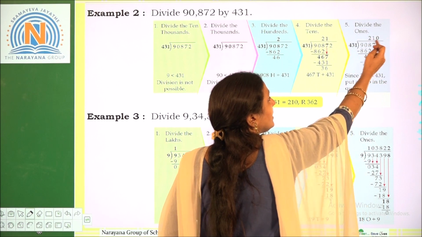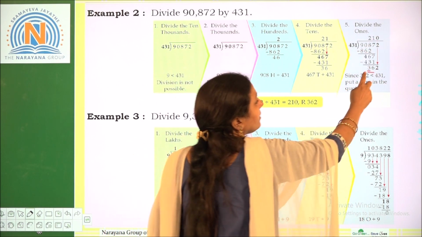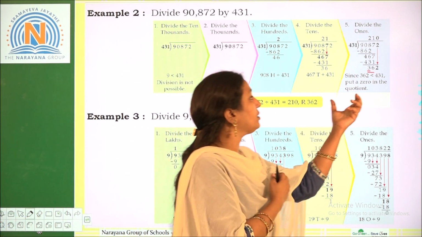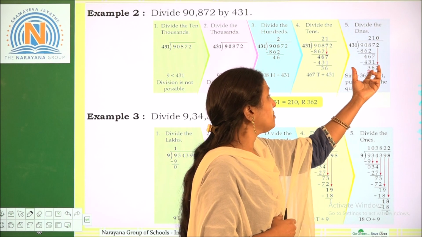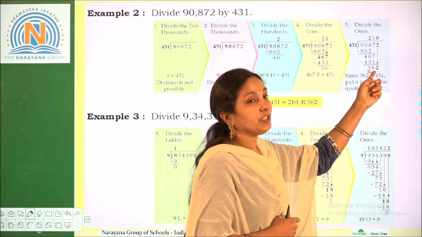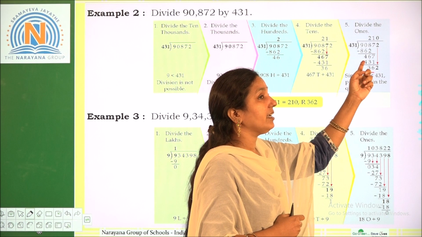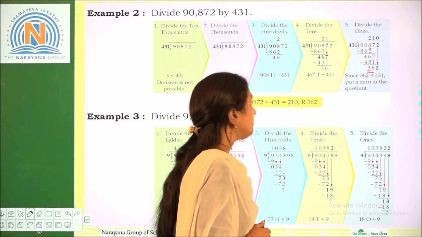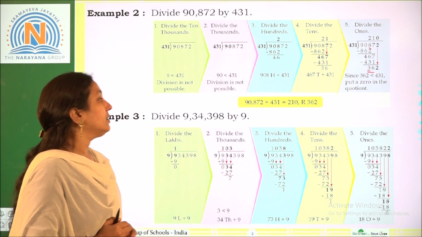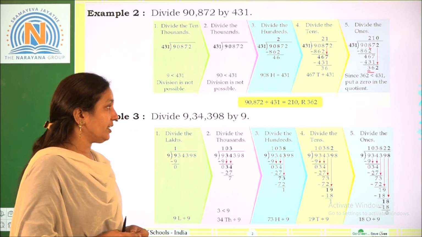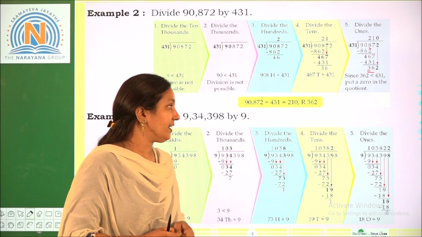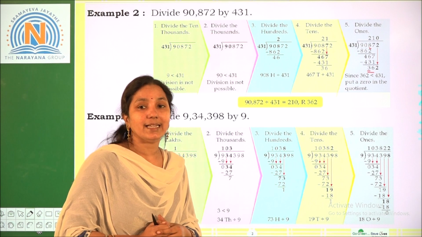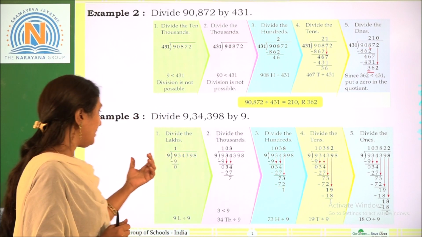Now the quotient is 210 and the remainder is 362. Got it, children? It is not possible to divide 362 by 431, so put the 0 in the quotient. So 90,872 divided by 431 equals 210 as the quotient and the remainder is 362. Got it, children? Coming to the next one.